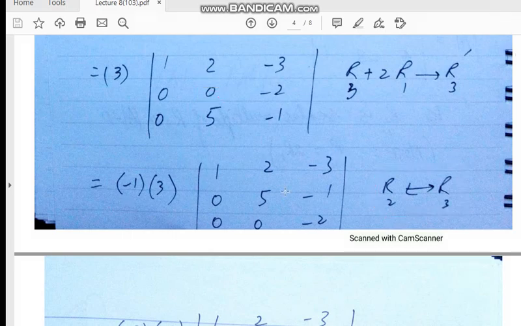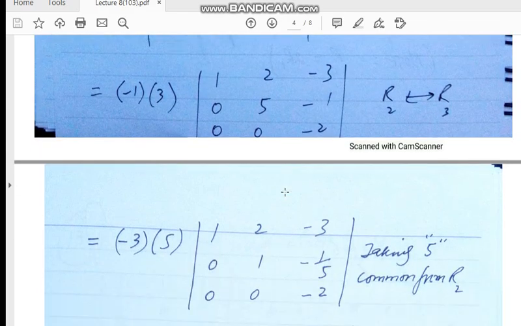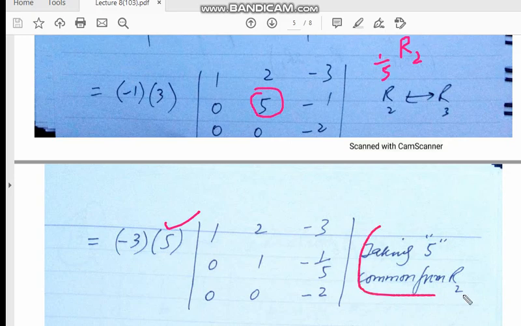Now the goal is to make this 5 equal to 1. And how will this 5 be made equal to 1? Not by this row operation, because we are not doing matrices. How then can we make this equal to 1? Yes, by taking 5 common from row 2. We have taken 5 common from row 2, and this becomes minus 1 over 5.